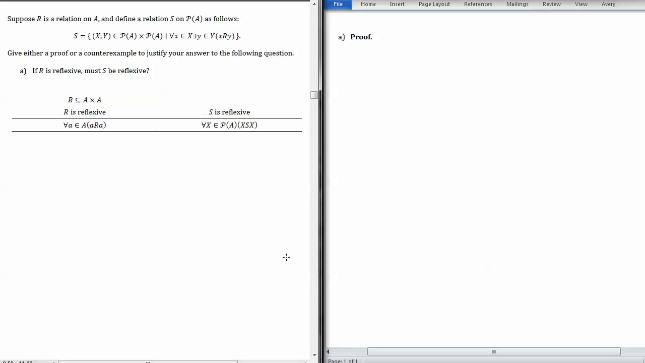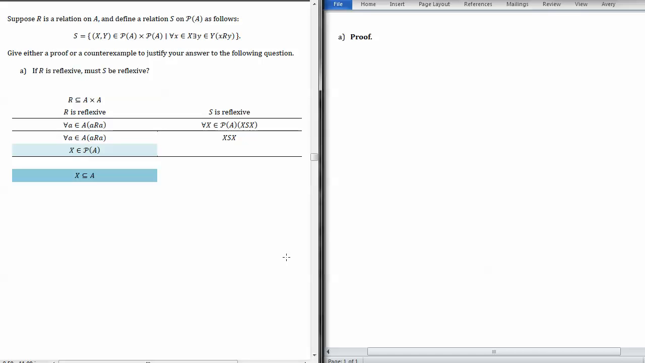Good. Now we have two universal quantifiers. In that situation, I want to do the one on the goals side. I want to let X be an arbitrary element of the power set of A, and I will prove that (X, X) is in the relation S. And we know that being an element of the power set means X is a subset of A. And then to decide what this means, right?